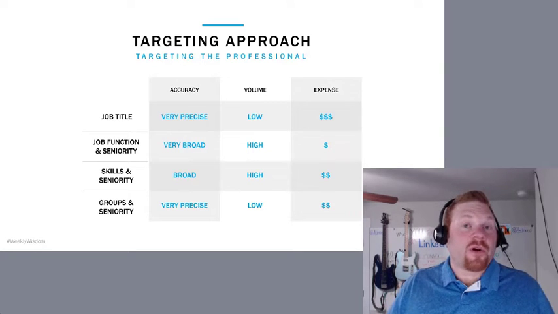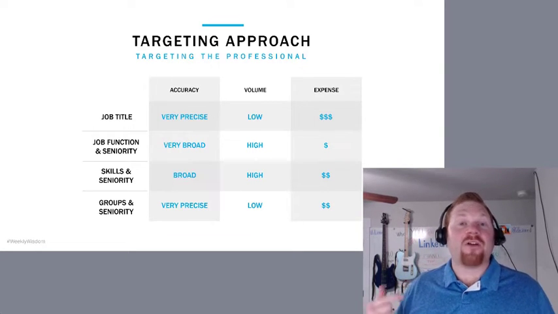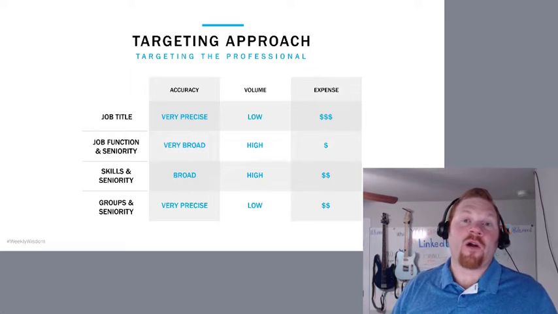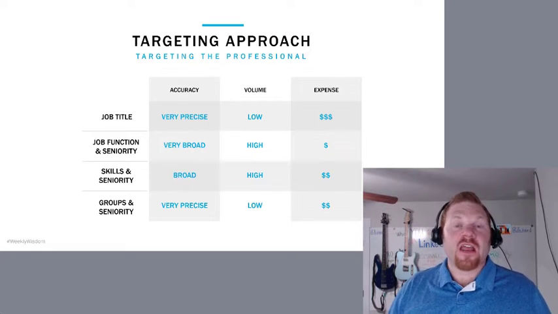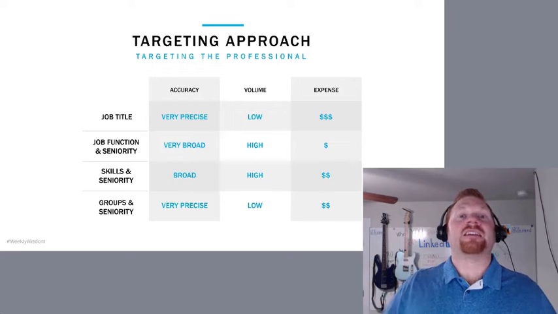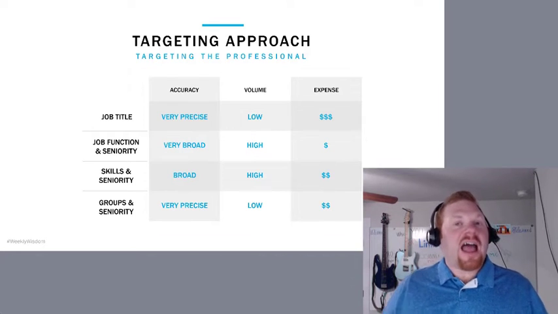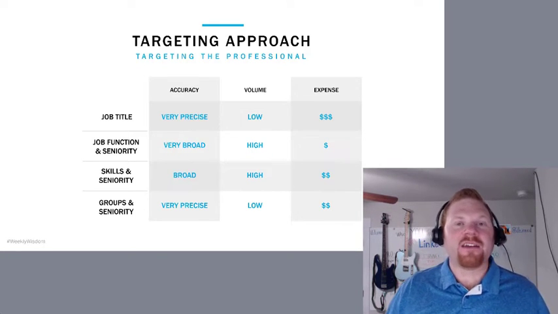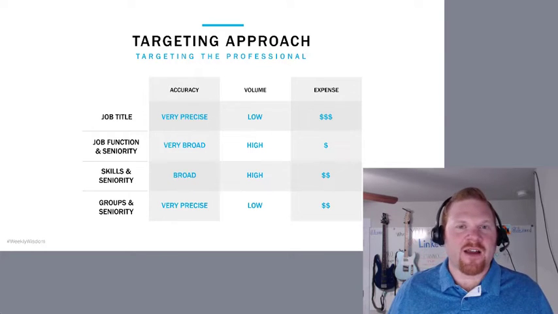Now, skills are pretty broad because each one of us can have up to 50 skills listed in our profile. And I've got some skills that I put on there, like SQL, for instance. I took a class on SQL one time and I'm okay at it, but if you're trying to sell me database software, I'm probably not going to be buying it at this stage.